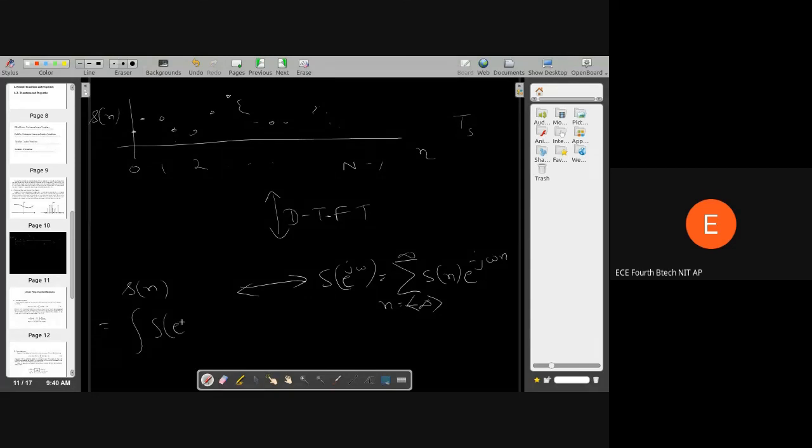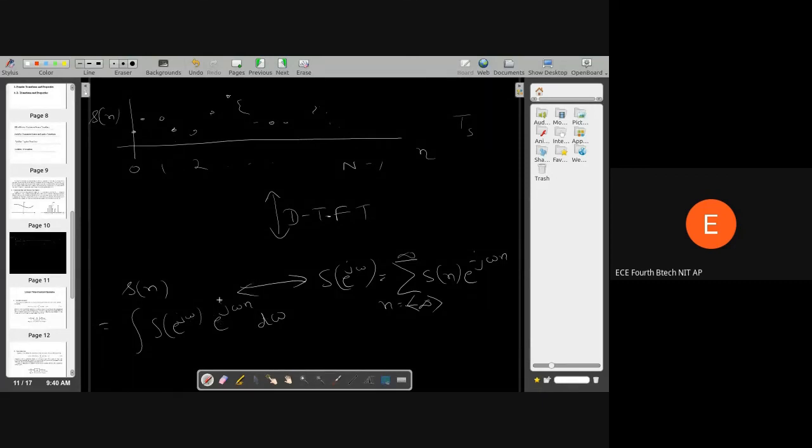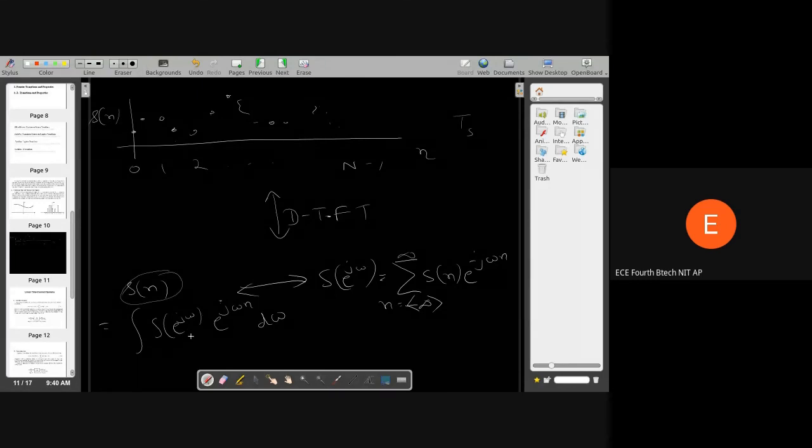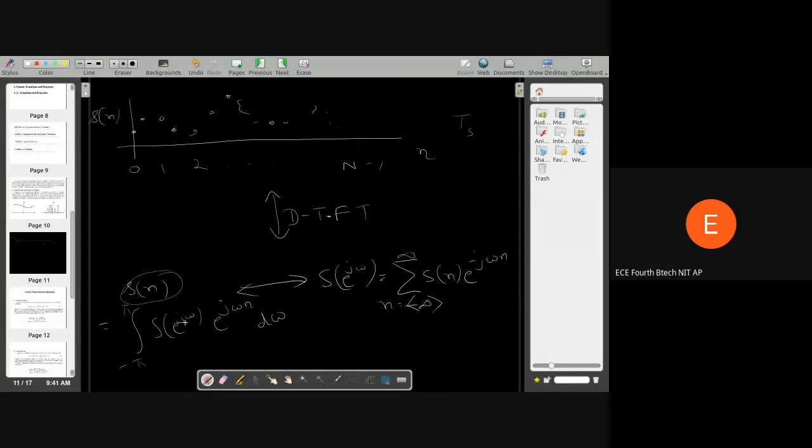Now, what is S of n? So this is your S of n. Again, the same thing. We are representing the signal S of n in terms of a set of sinusoids, an infinite number of sinusoids, and we have an amplitude for each of them. And hence we can use it in a linear time system and predict the output.